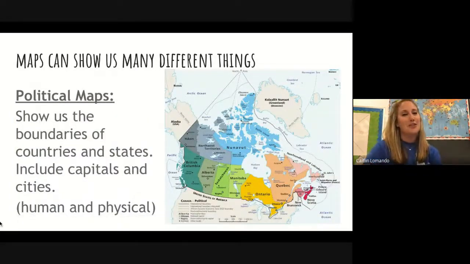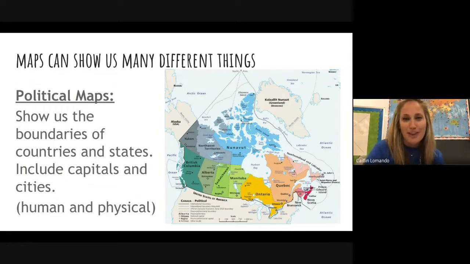Maps can show us many different things. Sometimes we have a political map. That shows us the boundaries of countries and states. It typically includes capitals and cities. So when we think about that, boundaries of states and countries are human, right? We've made those boundaries. But sometimes we'll see physical things too.